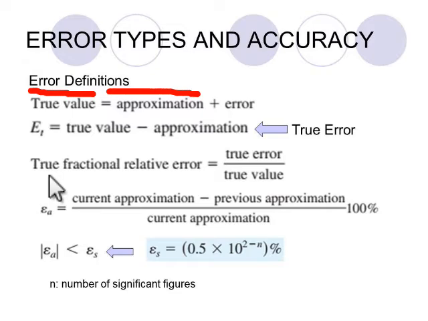Now we have a new definition then, true fractional relative error. It is the ratio of the true error to the true value. Now in both cases, the relative fractional error is 10%, but be careful, true error is larger in the first case compared to the second one. So it is very common to use true fractional relative error.